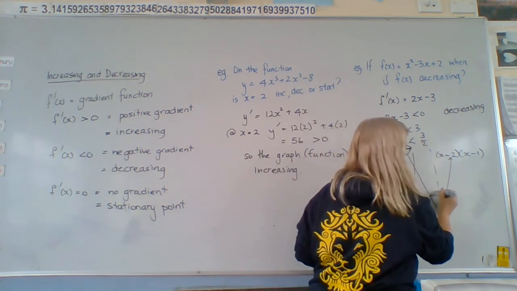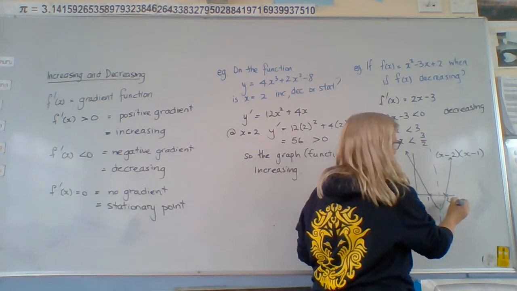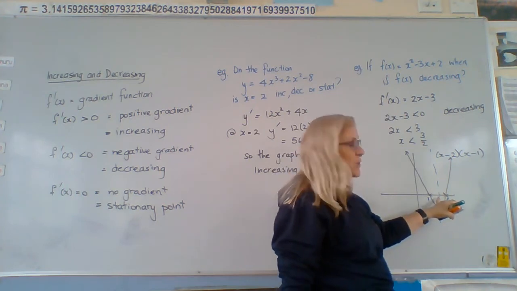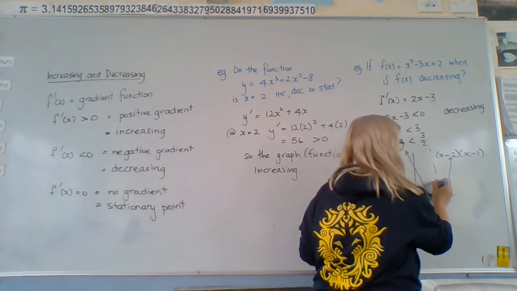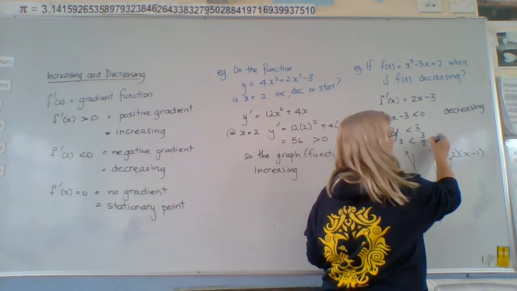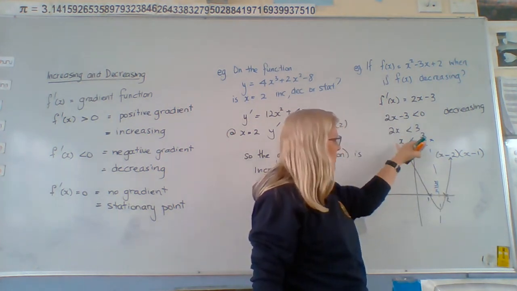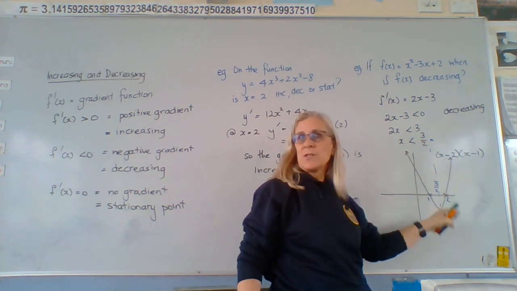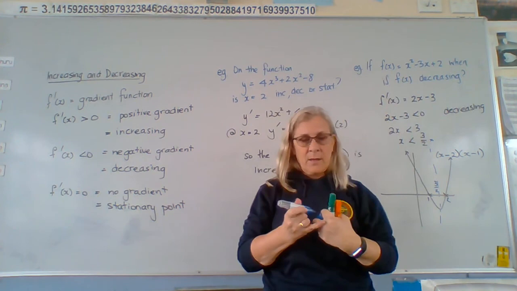So what is the turning point? What's the x value of the turning point? 1.5, 3 over 2, as we just found out. So anything that is less than 3 over 2 is decreasing, has a negative gradient. Right? So that's what you're answering.